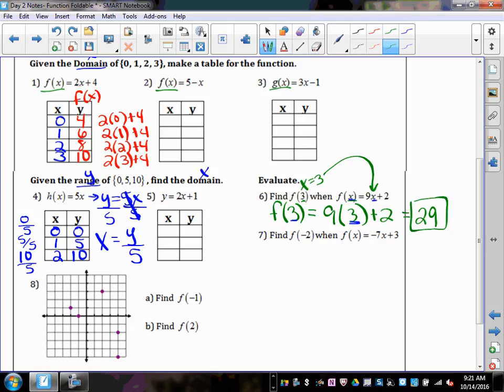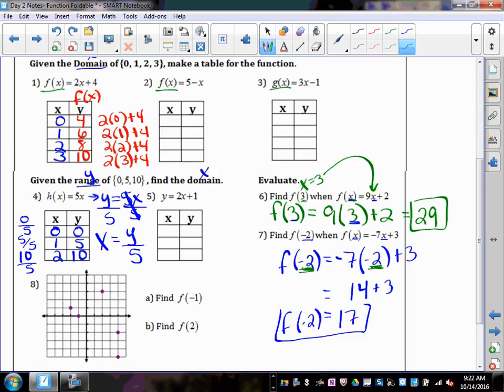Okay. Let's go and do number 7 so you can get a little bit more practice with it. Find f of negative 2 when f of x equals negative 7x plus 3. So f of negative 2, I take negative 2 and put it in for my equation. So negative 7 times negative 2 plus 3. Alright, what's negative 7 times negative 2? Good. Positive 14. Very good. And 14 plus 3? Good. So f of negative 2, my y value when x is negative 2, is 17.